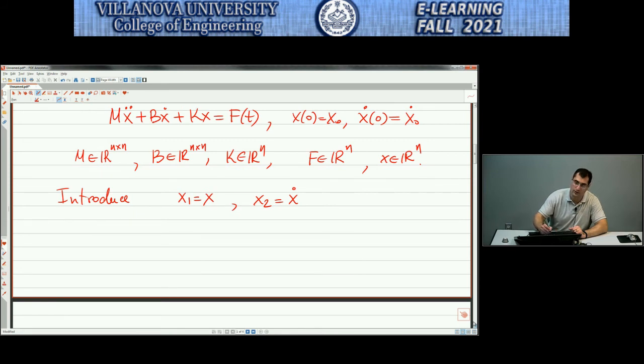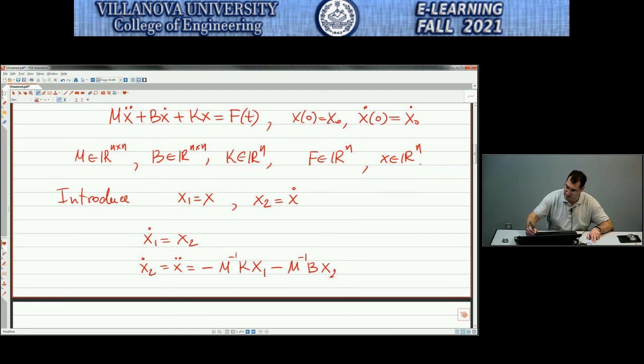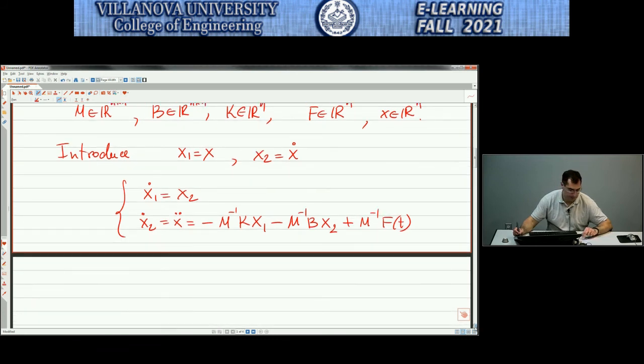x1 dot in terms of state variables x1 and x2 will be equal to x2. And x2 dot is x double dot, and x double dot I can rewrite in terms of my state variables in the following form: minus M inverse times K times x, but x is x1, minus M inverse times B times x dot, but x dot is x2, minus M inverse times F of t. Okay? This is the so-called state space representation of my system.